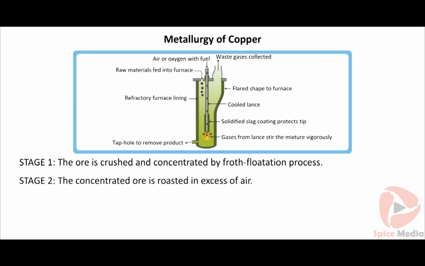Stage 2. The concentrated ore is roasted in excess of air. During roasting, moisture and volatile impurities are removed. Copper pyrite is partly converted into sulfides of copper and iron. 2CuFeS2 + O2 gives Cu2S + 2FeS + SO2.